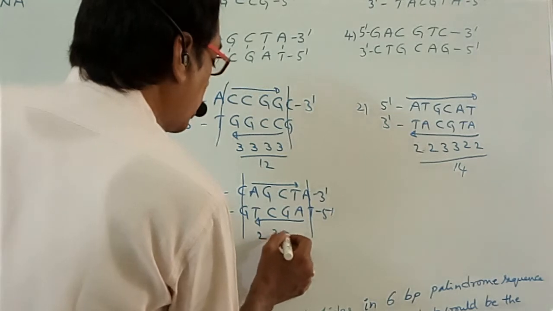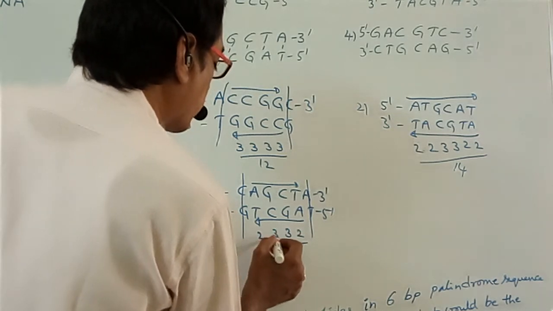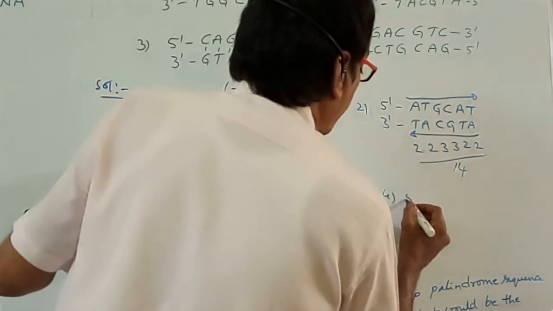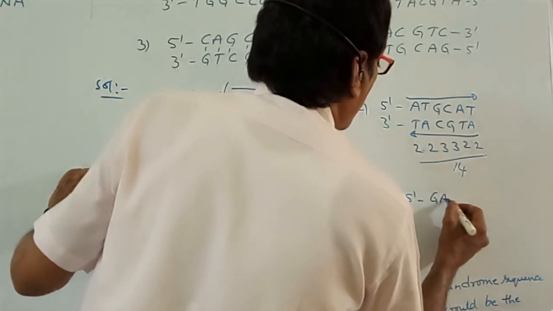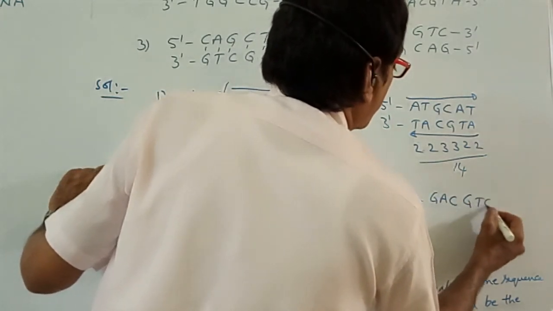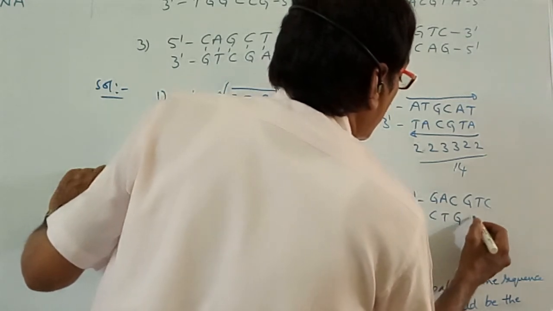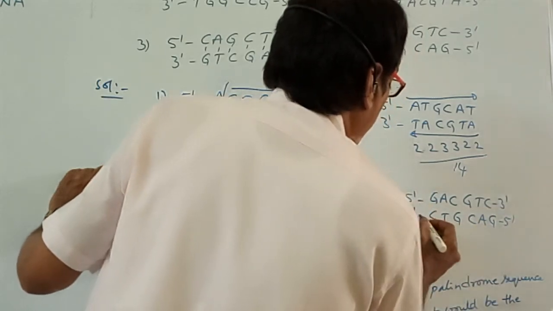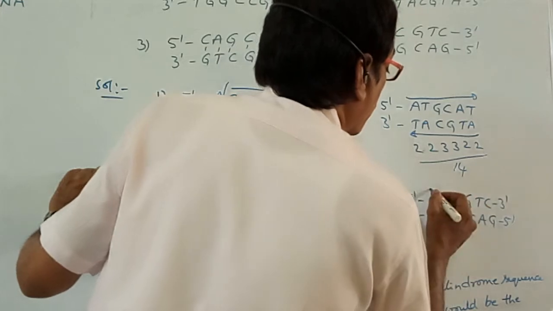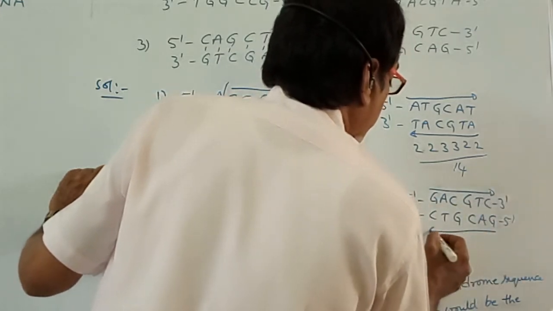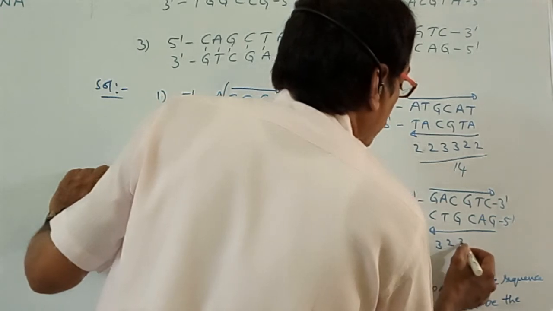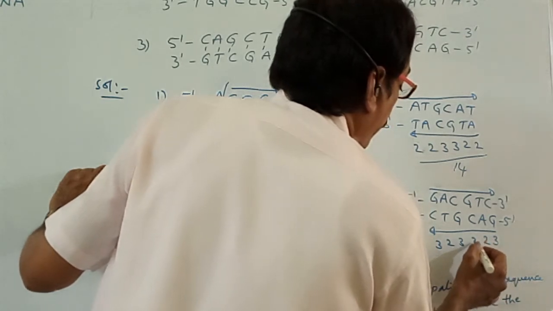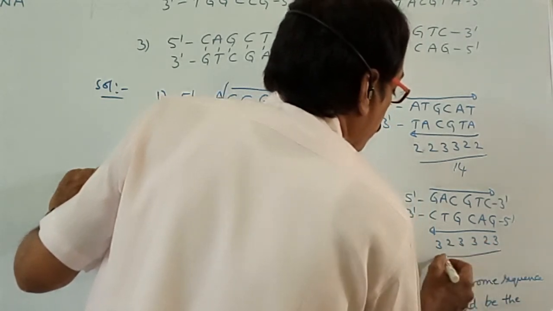So 2, 3, 3, 2. Total 5, 10. Fourth option: 5'-GAC GTC CTG CAG GTC-3'. The entire thing is a palindromic sequence. Then 3, 2, 3, 3, 2, 3. 3 plus 2, 5, 8, 11, 13, 16.